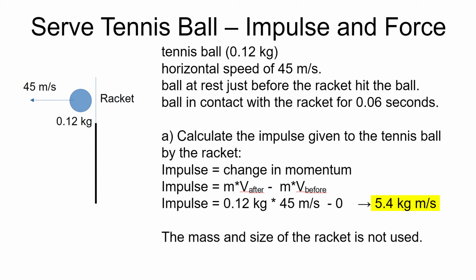So our impulse here is 5.4 kilograms meters per second. And impulse has units of mass times velocity. And notice that we did not pull into the calculation the mass of the tennis racket or the length of the tennis racket. That was extraneous data that you had to ignore to work the problem.